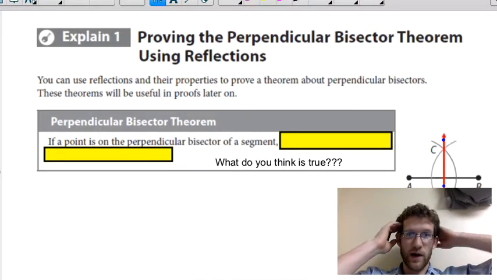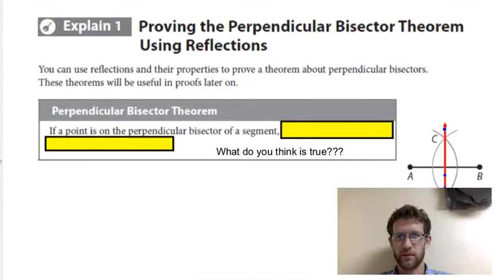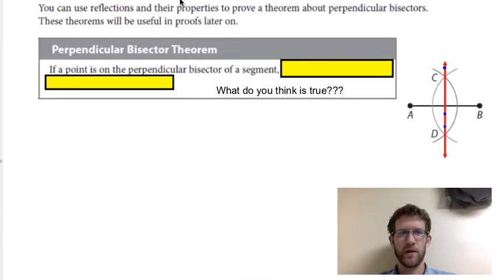We're just going to jump right into the perpendicular bisector theorem. So the perpendicular bisector theorem, I'm going to let you guys figure this one out. The perpendicular bisector theorem says if a point is on the perpendicular bisector of a segment, what is true about that point? So for example, we have segment AB here. The red line is the perpendicular bisector.